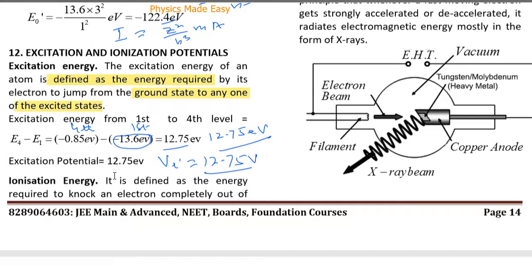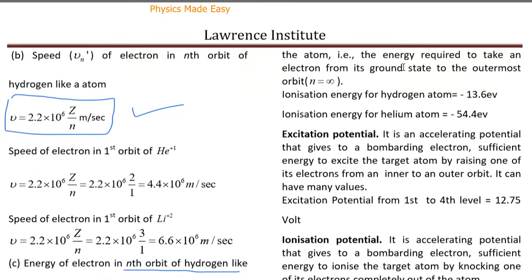Similarly, we have ionization energy. It is defined as the energy required to knock an electron completely out of the atom, the energy required to take an electron from the ground state to the outermost state. In the case of the hydrogen atom, this ionization energy is the energy of the first level. The corresponding ionization potential V, just remove electron volt from the value, so 13.6 volt potential is required. For helium, we need 54.4 volt of potential.